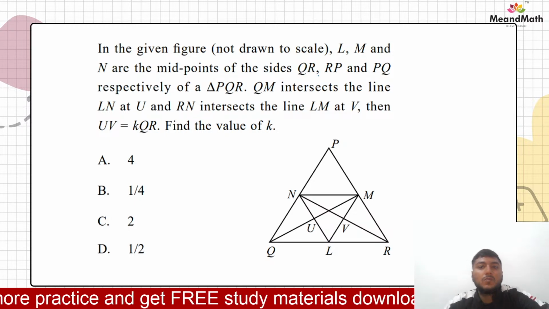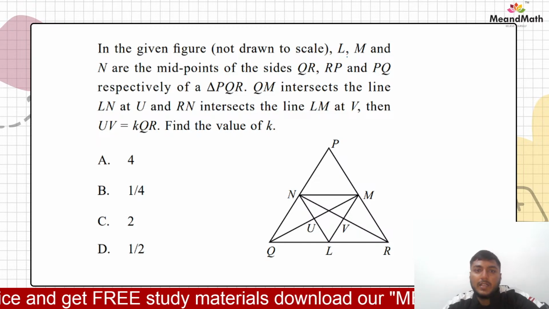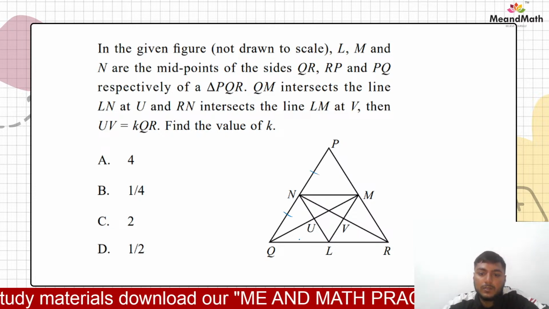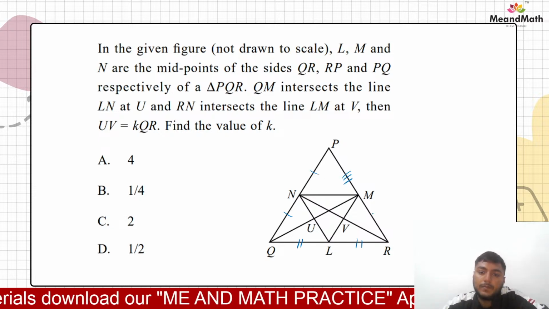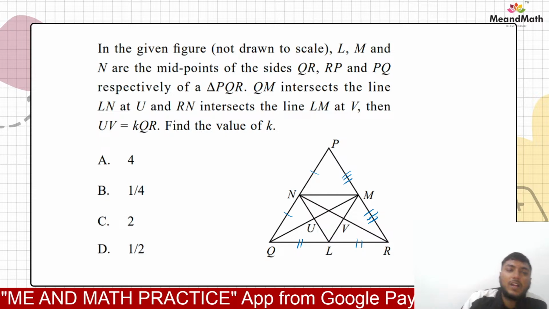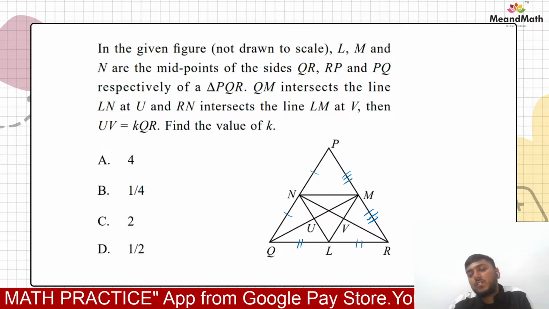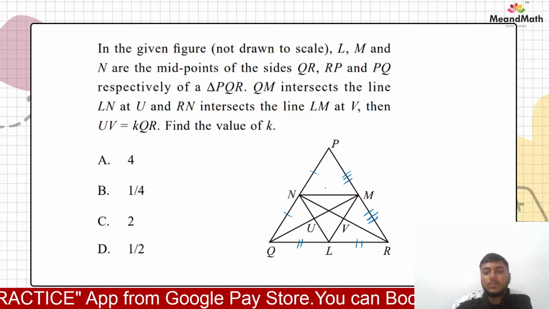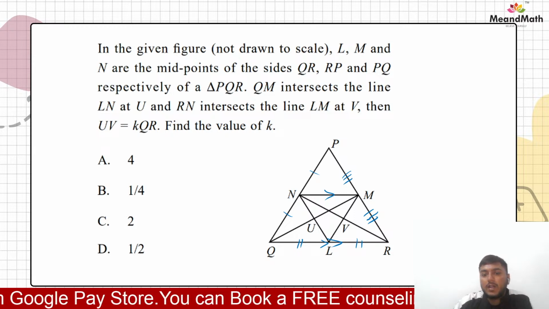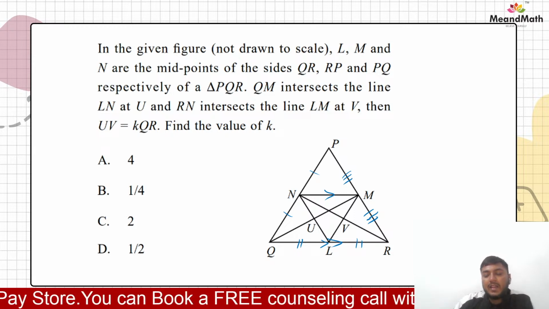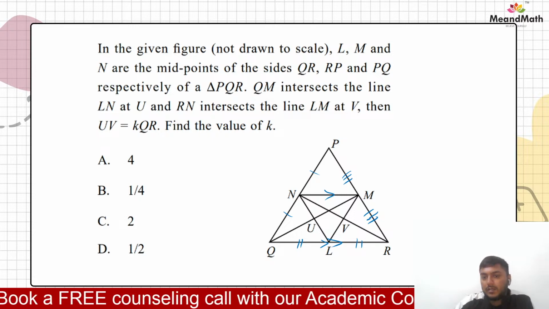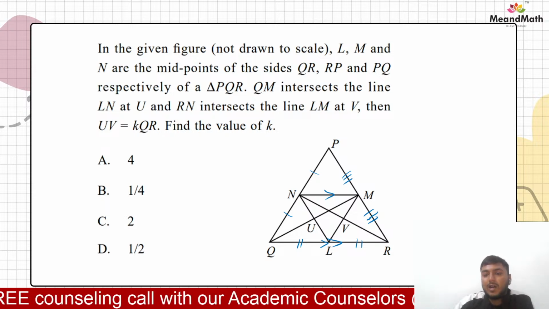So QR, RP और PQ के midpoints हैं L, M and N, right? L, M and N are midpoints. And it is not mentioned whether this triangle is equilateral or isosceles or what, so we will not consider any of those options. So by midpoint theorem, students, what we can see, NM is parallel to QR, correct? And NM is half of QR, right? NM is equal to half of QR.